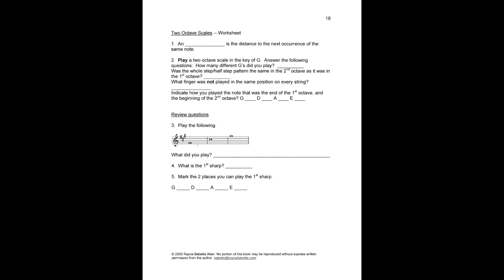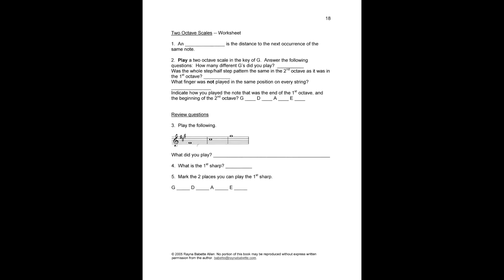Now let's take a look at our worksheet for 2 octave scales. Question 1 is a fill in the blank: blank is the distance to the next occurrence of the same note. The answer there is octave. An octave is the distance to the next occurrence of the same note. Question 2. Play a 2 octave scale in the key of G. Answer the following questions. So it's time to pause, get your instrument, and play a 2 octave scale in the key of G.